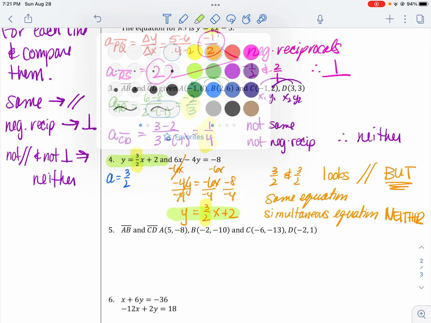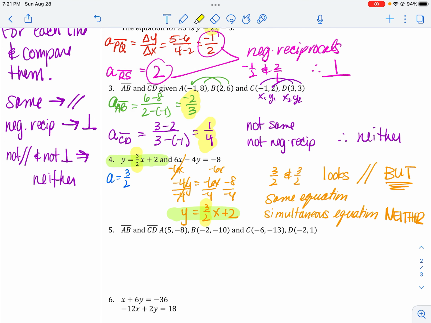So when you have simultaneous equations, they are neither parallel nor perpendicular.